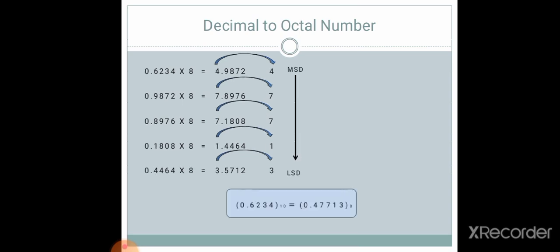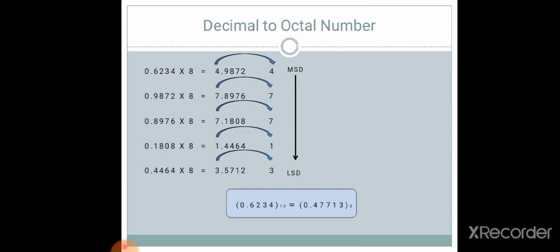So we'll stop our multiplication here. So what is the rule? After the fractional point you have to at least present your answer in 5 digits. So 5 digits appeared there. So there is no necessity to do further multiplication. So we'll stop our conversion here. Take care of that. If you have got 5 digits, you can stop the conversion there.